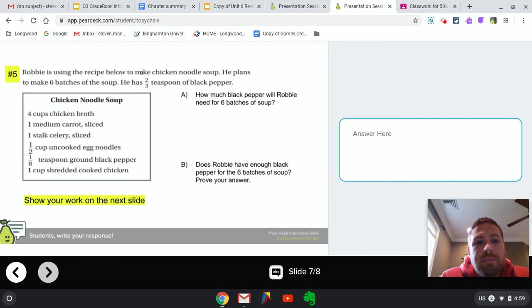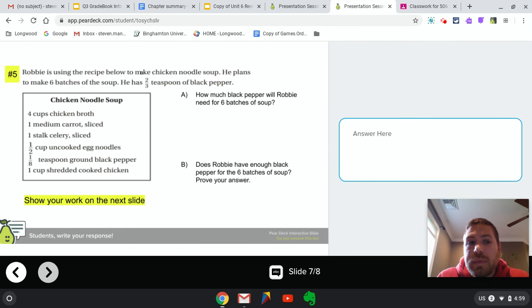So let's talk through the problem first. It says Robbie is using the recipe below to make chicken noodle soup. He plans to make 6 batches of soup. He has 2/3 teaspoon of black pepper. Okay, so they're just giving us some information here, right? There's no question in the beginning, but it's a really important piece of information, especially when we're talking about recipes.